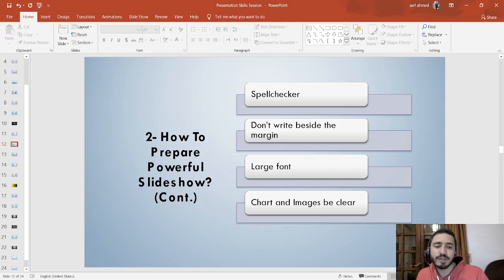You also need to use a spell checker if English is not your first language, because if you are mistyping some words, this will make you lose your professionalism while giving the presentation.